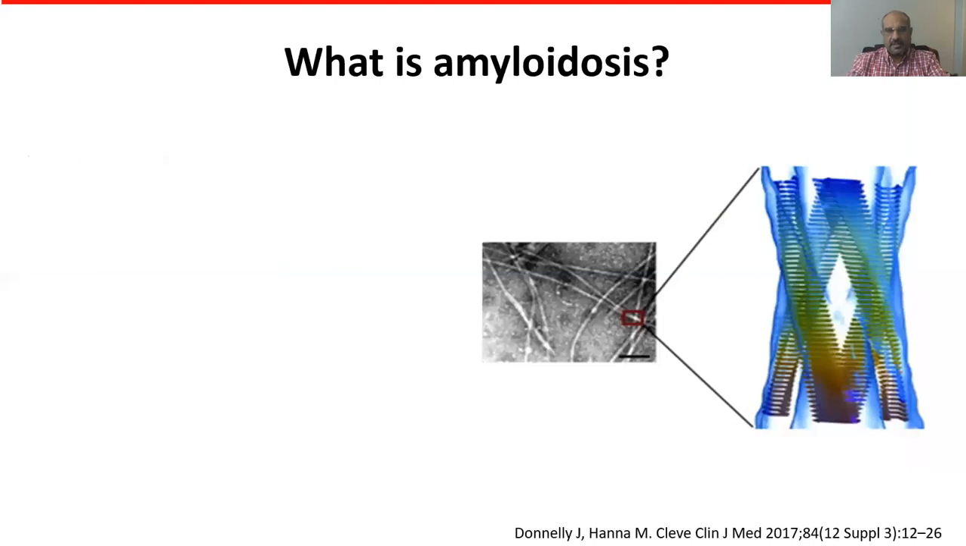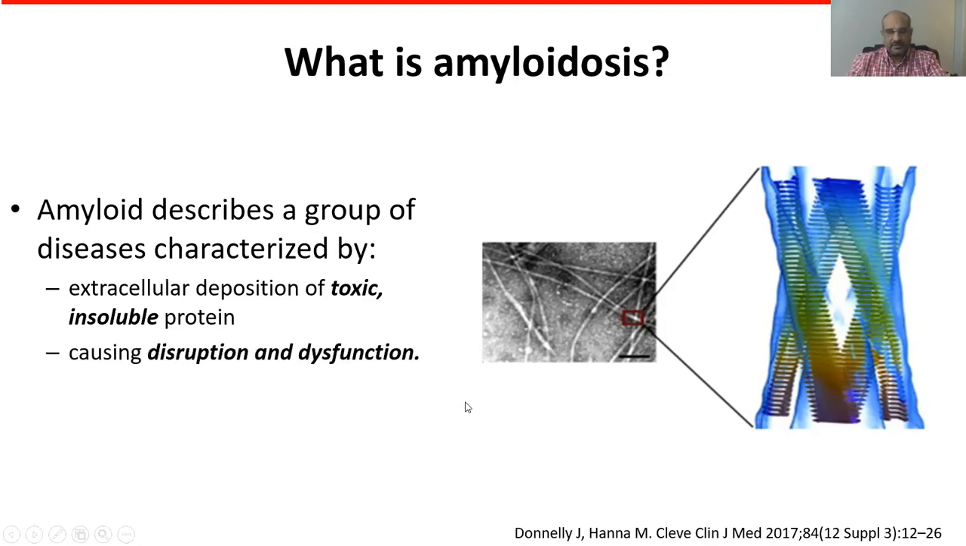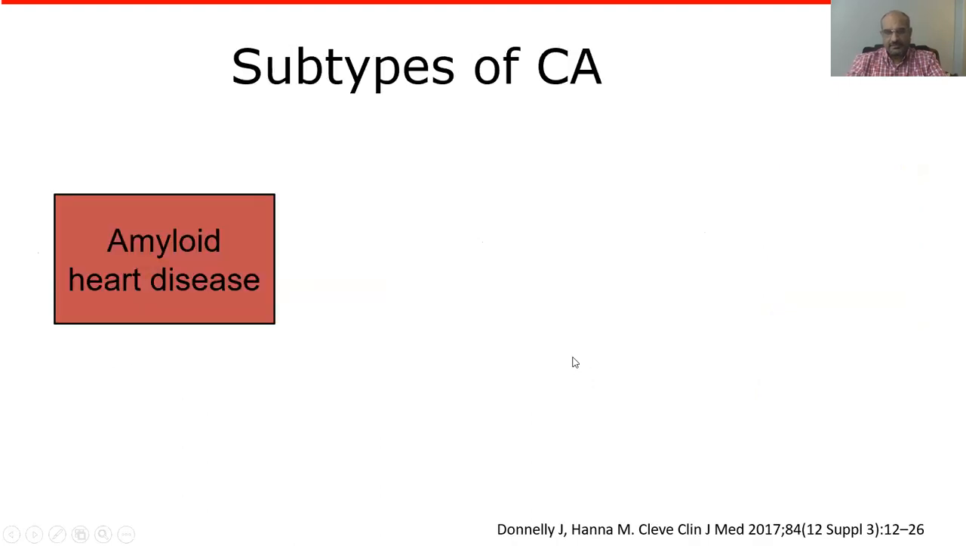What is amyloidosis? Amyloidosis describes a group of diseases characterized by extracellular deposition of toxic insoluble protein. These are the amyloid proteins. These are the amyloid sheets, amyloid fibrils, which are non-functioning, harmful, toxic proteins that infiltrate certain organs like the heart. They are causing disruption and dysfunction. So it's a pathological, toxic, insoluble protein.